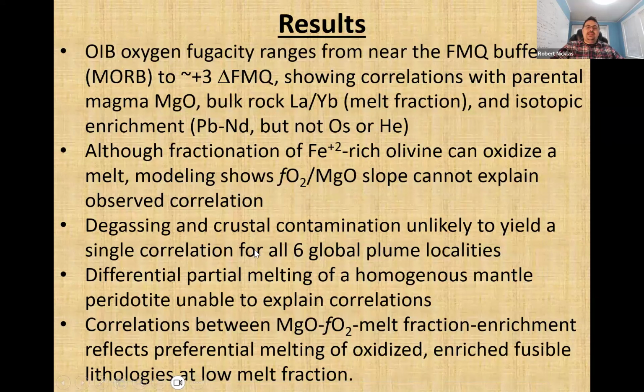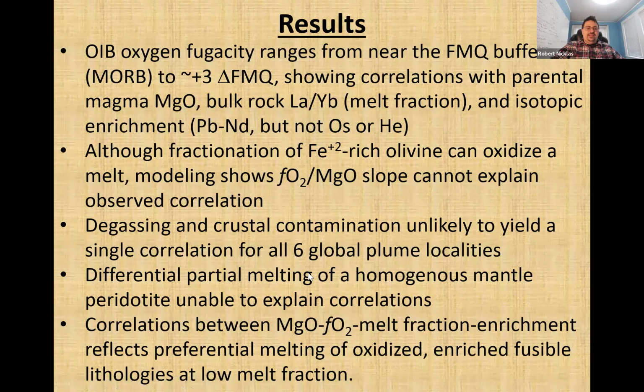So, degassing and crustal contamination. Degassing can lead to strong reduction. However, we don't think we would see a single correlation, and there's no reason degassing would be correlated with isotopes or with lanthanum over ytterbium ratio to lead to a similar correlation. Same with crustal contamination. For 6 global plume localities, all of which erupted on oceanic crust, we're unlikely to see a single crustal contamination trend, so we can discount both of these as leading to our correlations.